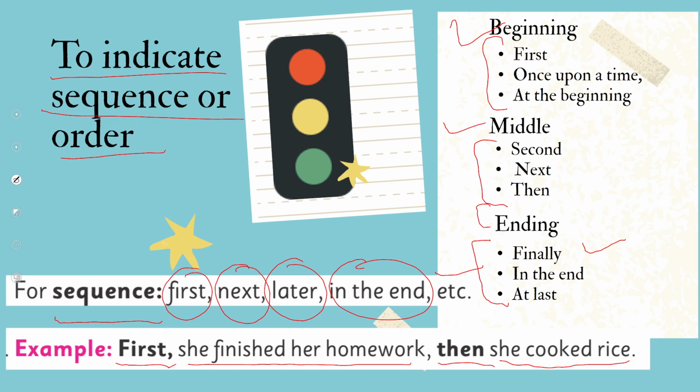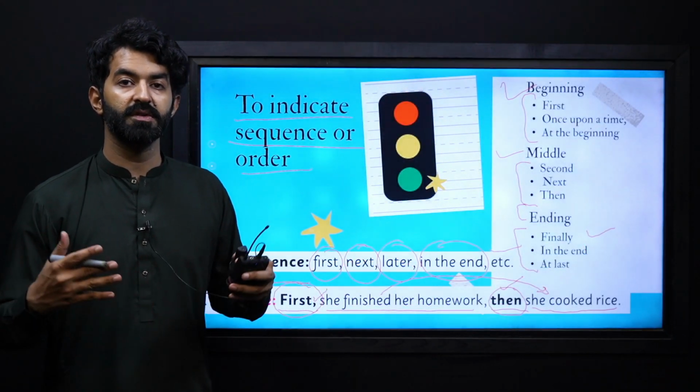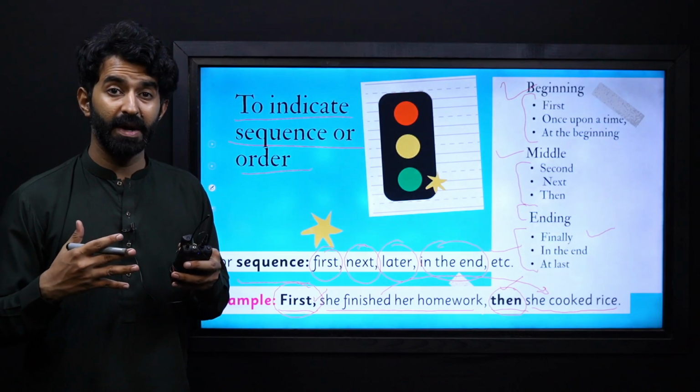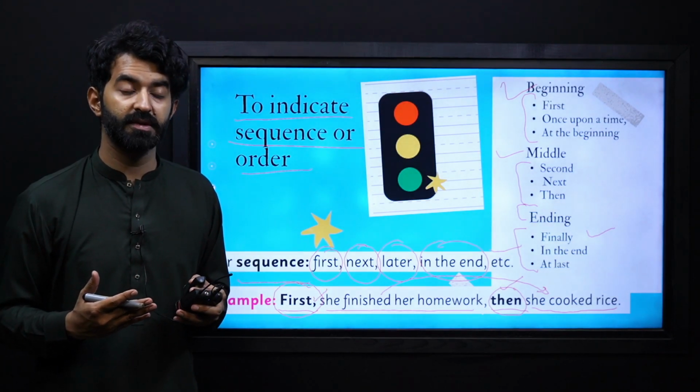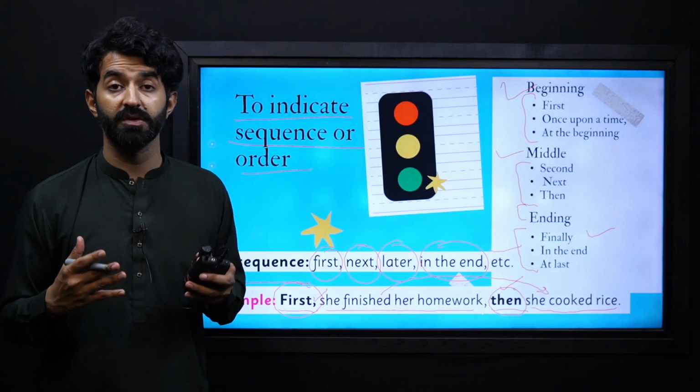So if you want to tell that she did this thing first, you add first, and the transitional word is followed by a comma. So, first, she finished her homework. Now we have another transitional word here: then. To shift us from this to this, we used our transitional word. Then she cooked rice. So we have this sentence which is intact and connected. It can be used as an example of a bridge. We connected it together by using our transitional words.